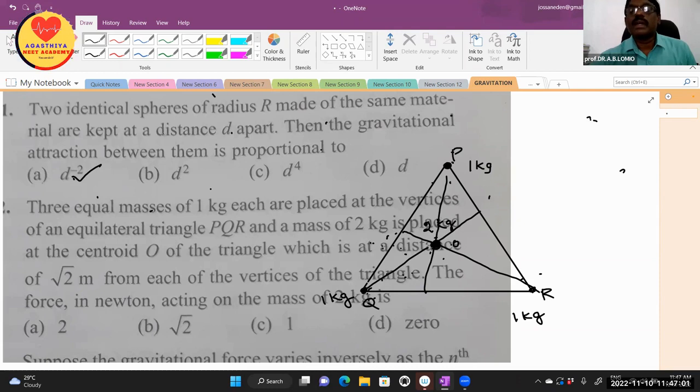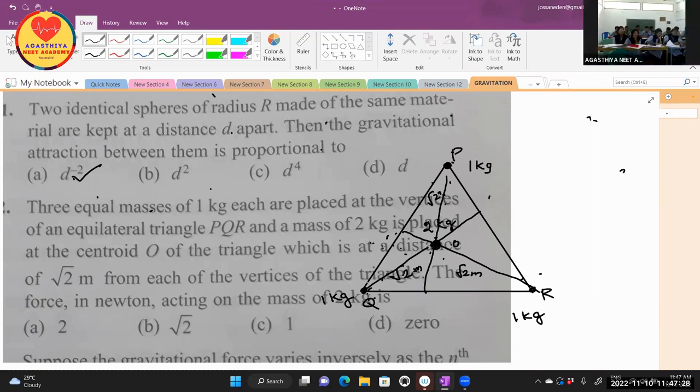This mass is at a distance of √2 meter from each mass placed at the vertices. The distance between O and P is √2. The distance between O and Q, √2. The distance between O and R, √2. Now we have to find out the forces acting at the point O.